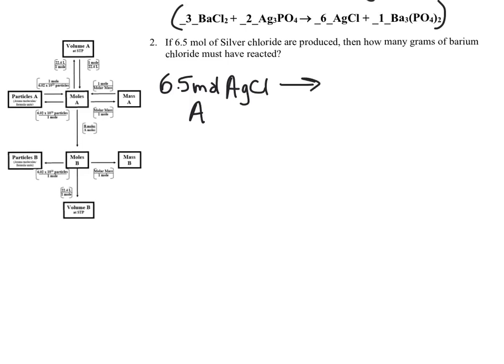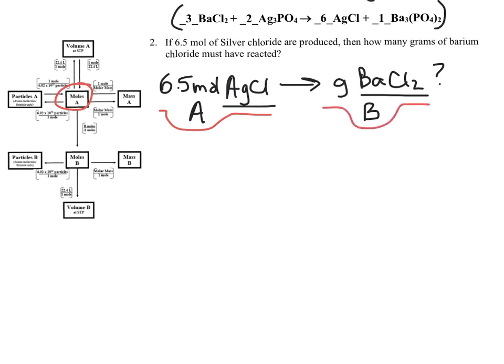So if we ended up with that many moles of silver chloride, we want to know how many grams of barium chloride must have reacted in the beginning, all right? Since AgCl and BaCl2 are two different compounds, this looks like an A and a B relationship. Now I'm starting with moles of A, so that's where I'm going to begin on my mole map, and I want to end with grams of B, which is mass of B, so I'm going to end on this side. This ends up being a two-step problem, which is nice, less work.